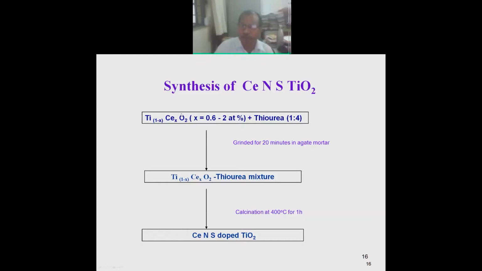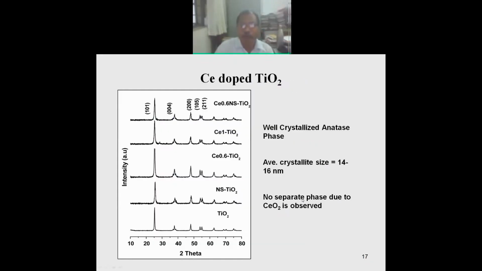Initially, ceria doped TiO2 is obtained. Ceria doped TiO2 is mixed with thiourea, and by adopting the procedure, one gets ceria nitrogen doped TiO2. This is the ceria doped TiO2. This is the TiO2 without dopant, the powder XRD pattern of the TiO2.